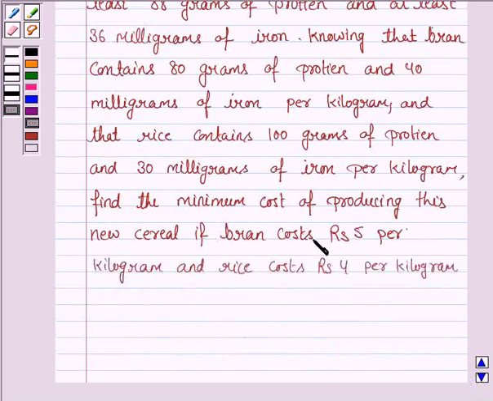If bran costs rupees 5 per kilogram and rice costs rupees 4 per kilogram. So let us now move on to the solution.